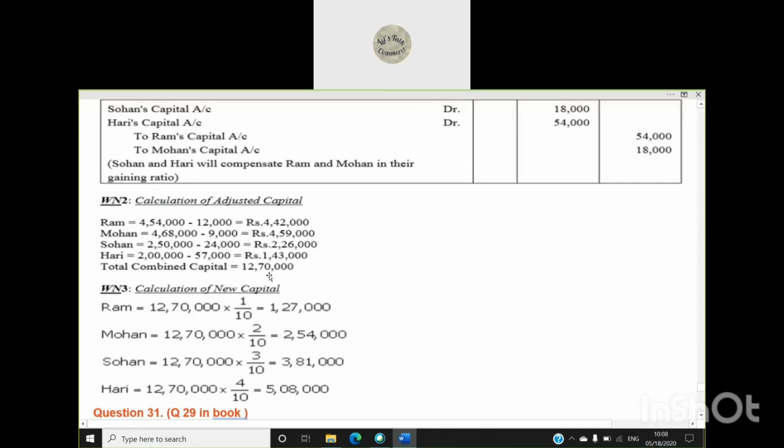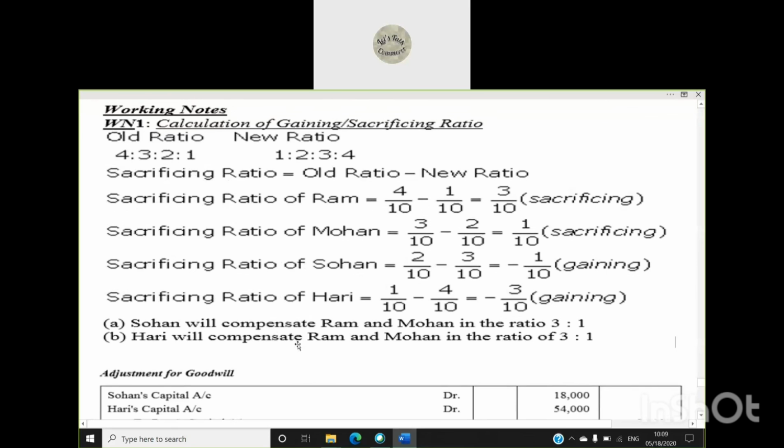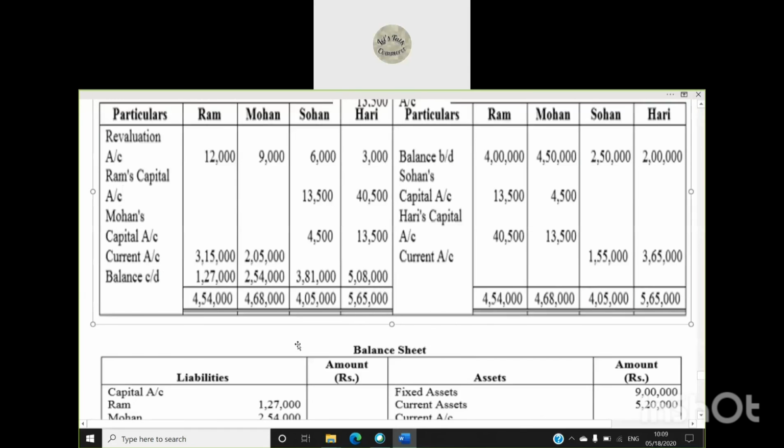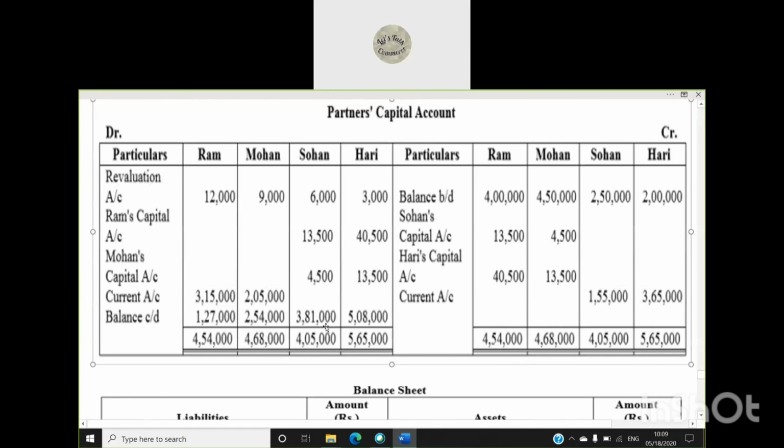And this combined capital will be distributed, will be calculated in the new profit sharing ratio. So the new profit sharing ratio is 1 is to 2 is to 3 is to 4. So the combined capital into 1 by 10. So Ram's new capital will be 1,27,000. Mohan's balance carried down of capital will be 12,70,000 into 2 by 10. So this way we have calculated the balance carried down, the new balances of capital. Those balances of capital we will be writing here as balance carried down.